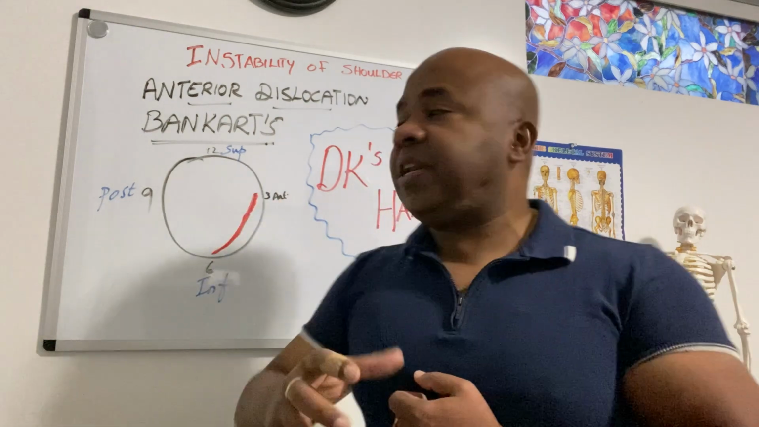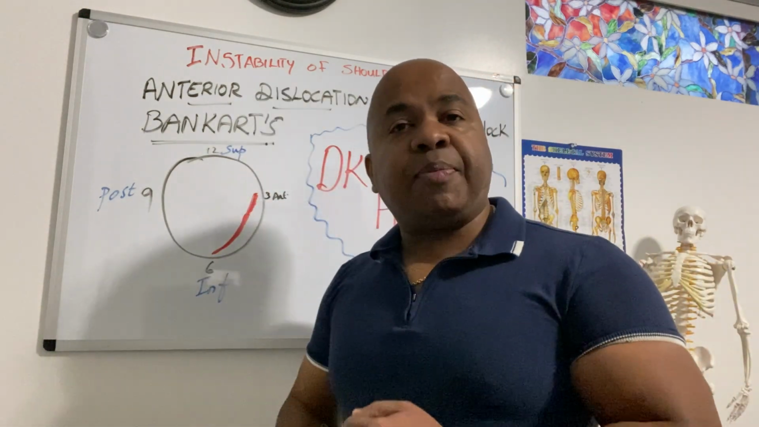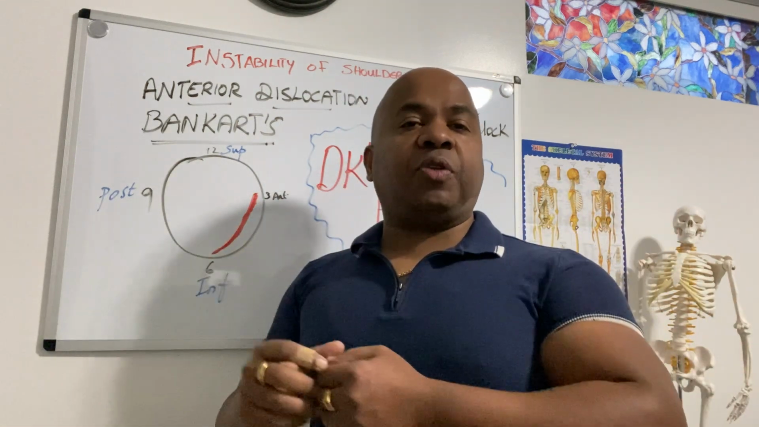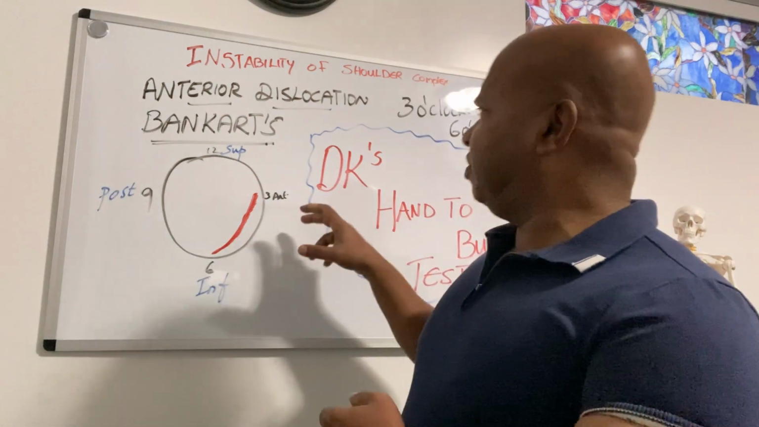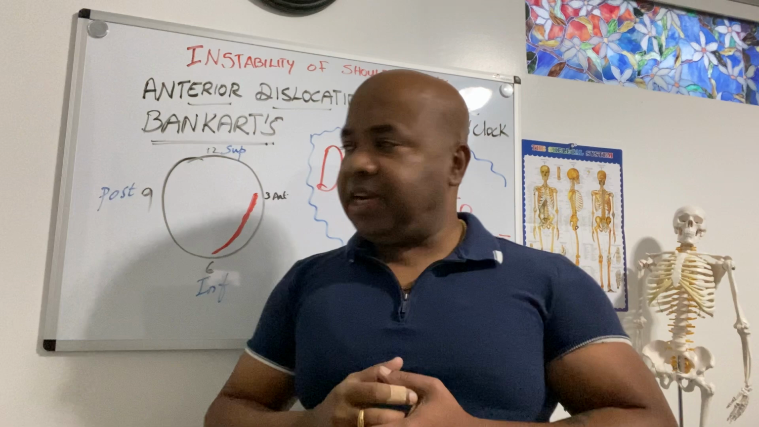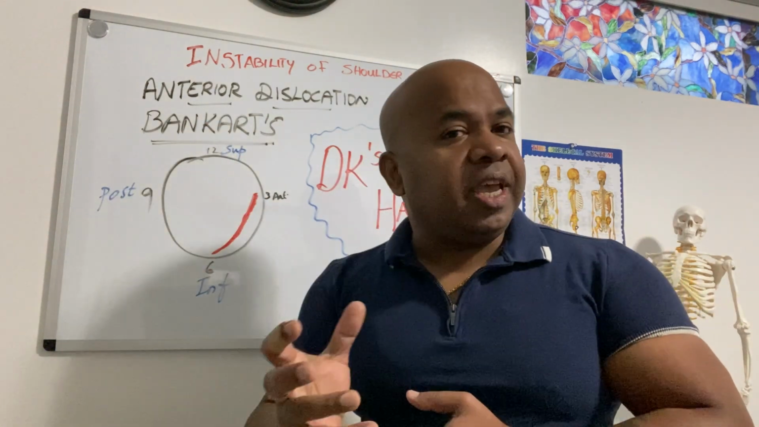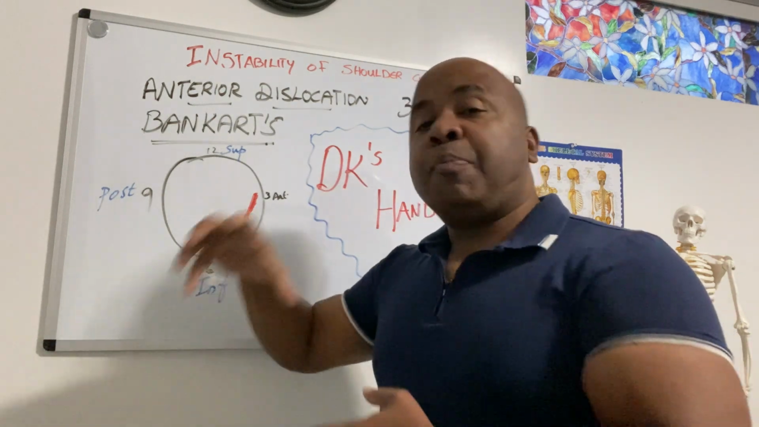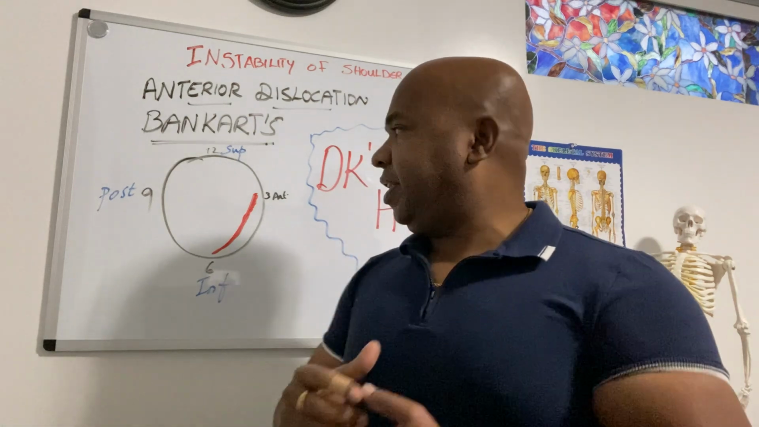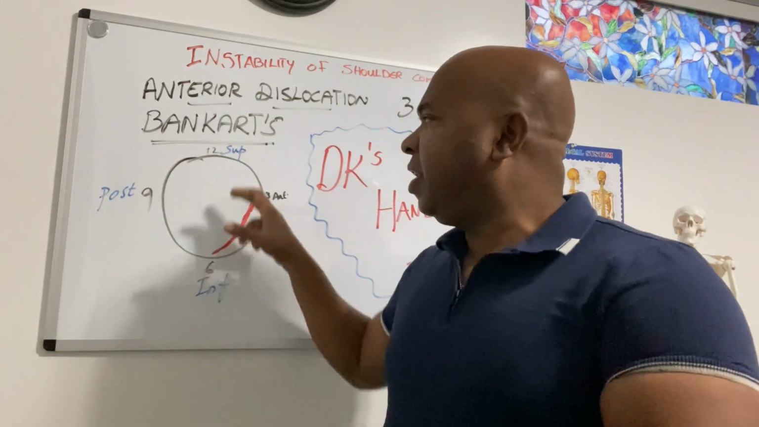Bankart lesion is an injury to the anterior inferior aspect of the glenoid labrum, which comes under the complications of anterior dislocation of the shoulder, and this is called the 3 o'clock to 6 o'clock lesion. Why is it called that? Imagine a clock, and this diagram also you cannot see in any book or any of the videos. Most of the diagrams in the books and videos are too complicated. So I formulated this diagram, which is so easy for you to remember.